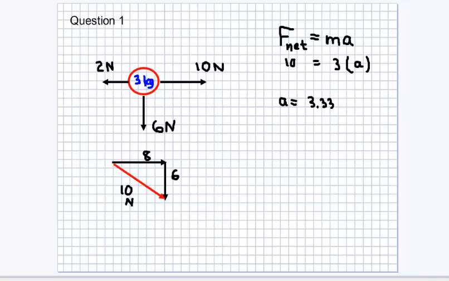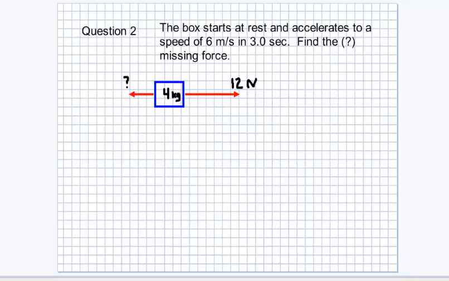Next question. This one's a little different. Here we've got a 4 kilogram box. It starts at rest and then accelerates to a speed of 6 meters per second in a time of 3 seconds. And the objective is to find the missing force. So pause and see if you can solve this on your own. And then when you have a solution, unpause.